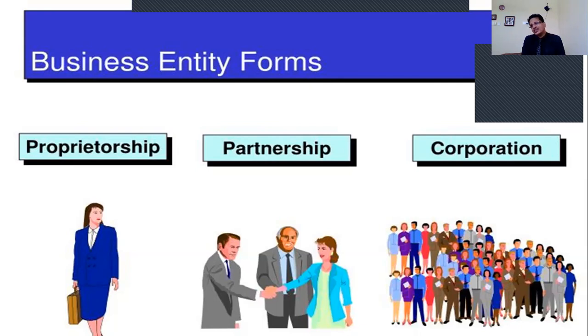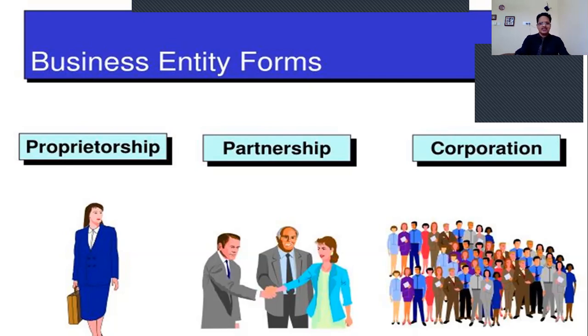Also the ROI, return on investment, he has to decide: the cost of capital, how much cost he has to incur for getting the finance, and how much profit is expected from the investment. Like so many things he has to decide. One of the most important decisions is the form of business unit. So we'll go to the form.